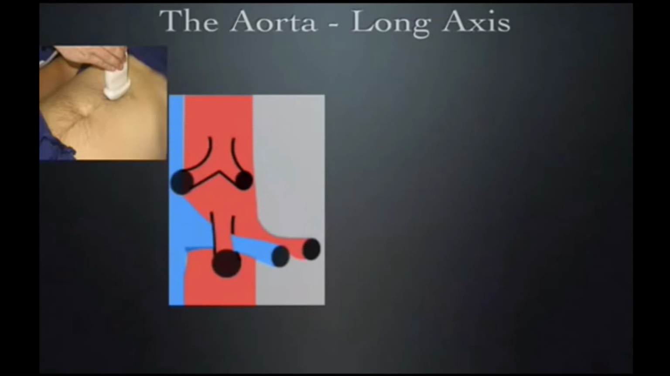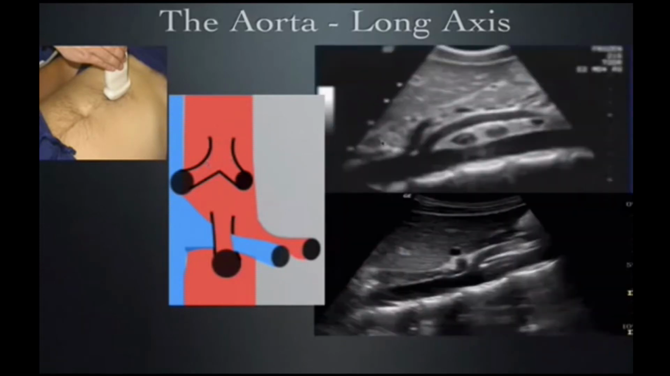Now let's talk about acquiring an image of the aorta in long axis. Now we've repositioned the probe in the epigastrium, but this time we've rotated 90 degrees clockwise with the probe indicator pointing towards the patient's head, and we're going to get a parallel view of the aorta and the proximal major vasculature. And you'll get a view that looks something like this.